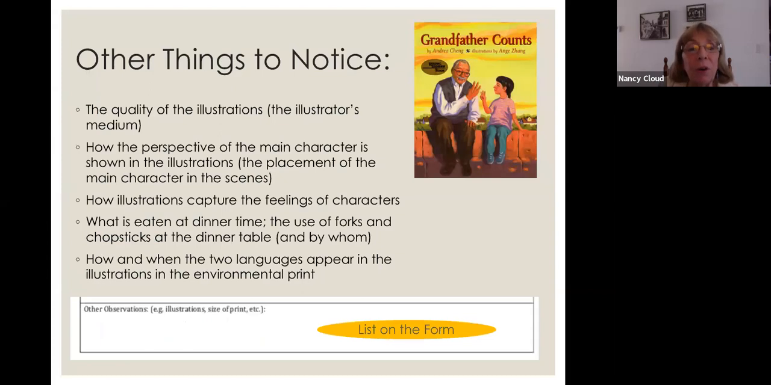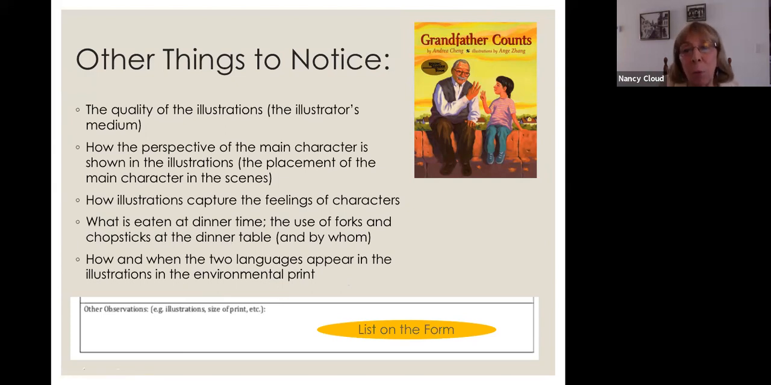And there are other things we could notice, such as, what kind of art is this? Is this pastels? Is this oil paintings? Are these charcoal drawings? What was the technique used by the illustrator? Some kids don't want to be authors, but they might really like to be illustrators. So I think it's good to show them the techniques used in the books. How the illustrations capture the feelings of the characters, what is eaten at dinner time, how and when the two languages appear in the environmental print, and so forth, right? So all of that could be noted on the form.